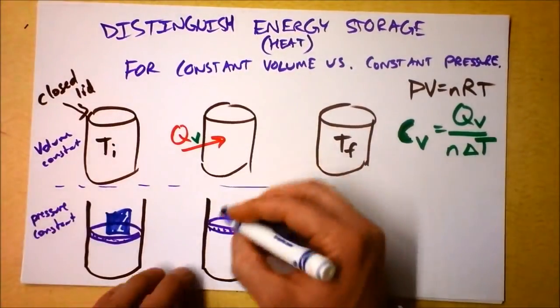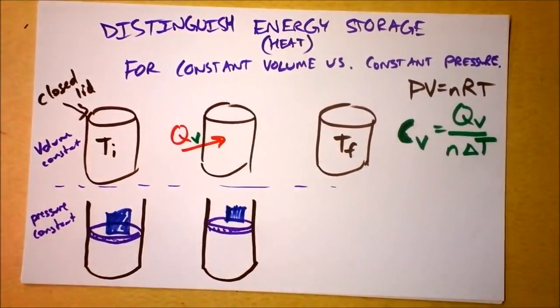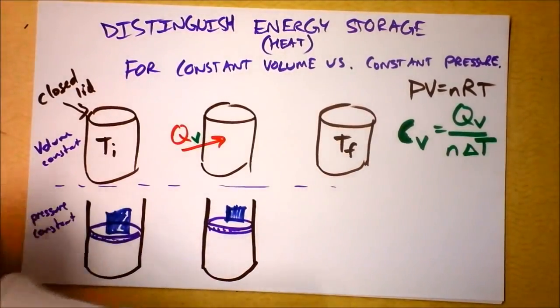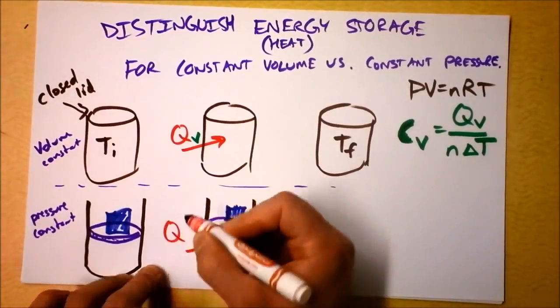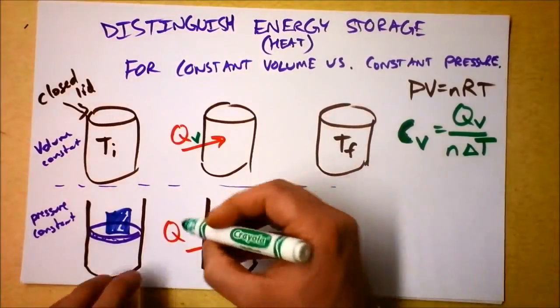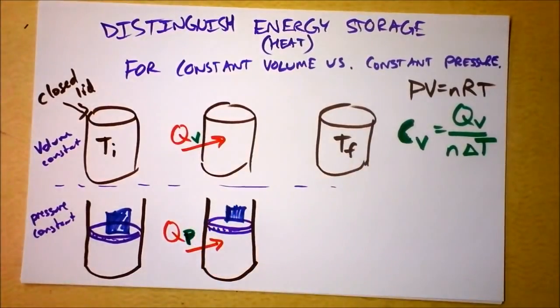And that means that our system is doing work on the mass, right? And let's see, I was going to draw some heat going in here, and it's constant pressure heat. So instead of QV, I'm going to write QP. Oh, that's a terrible P. There, that's a little bit better.